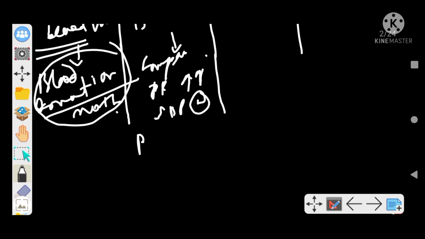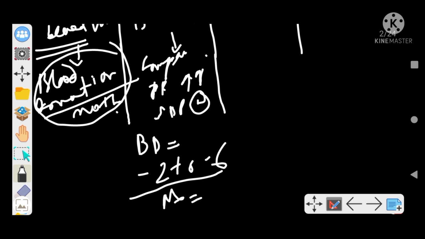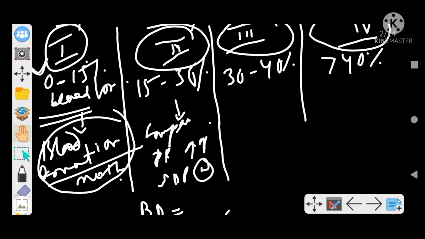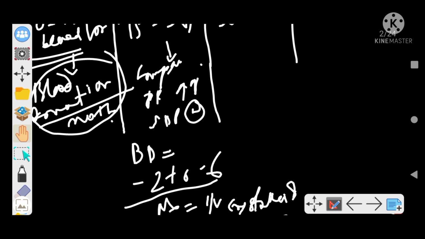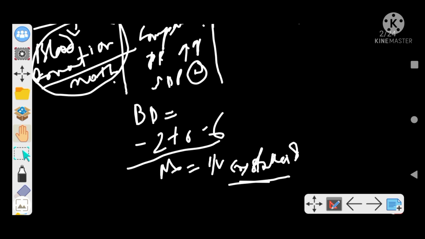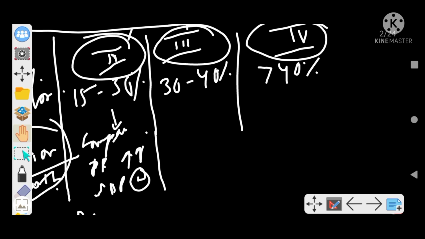And base deficit is minus 2 to minus 6. Management is with IV crystalloids. So remember that in class 2 there is compensation, pulse rate increases, systolic blood pressure is normal, base deficit is minus 2 to minus 6, and management is with only IV crystalloids.